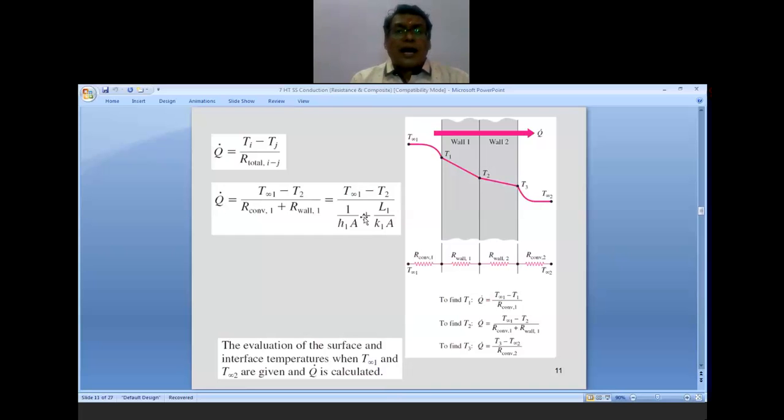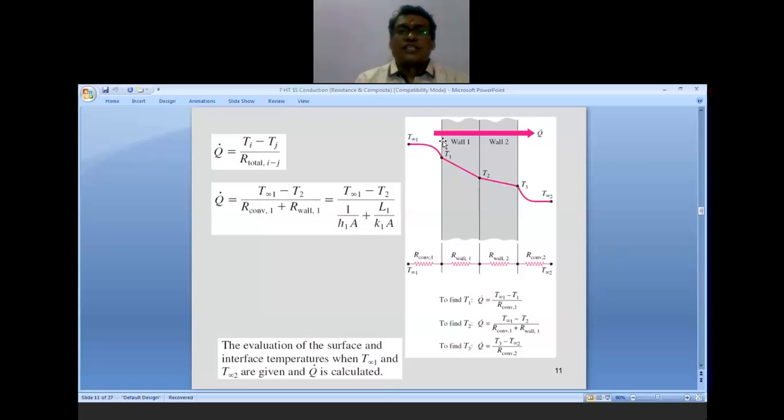So we can have the heat transfer through all the resistances remain constant. Q remains constant. If you do the calculation related to T infinity 1 and T1, the amount of heat transfer will be the same. If you do the calculation associated with T1 and T2, there also the value of Q will remain the same.